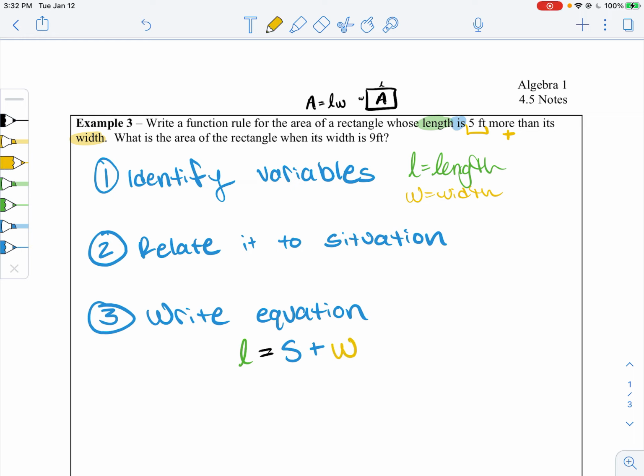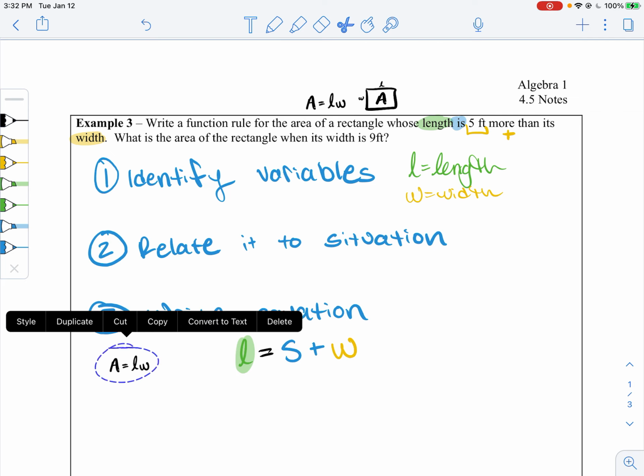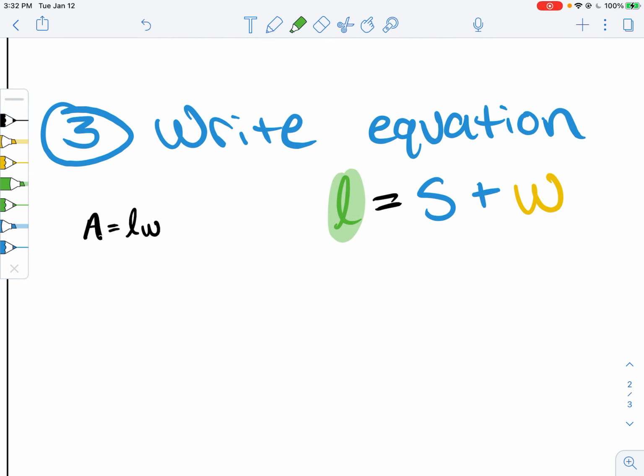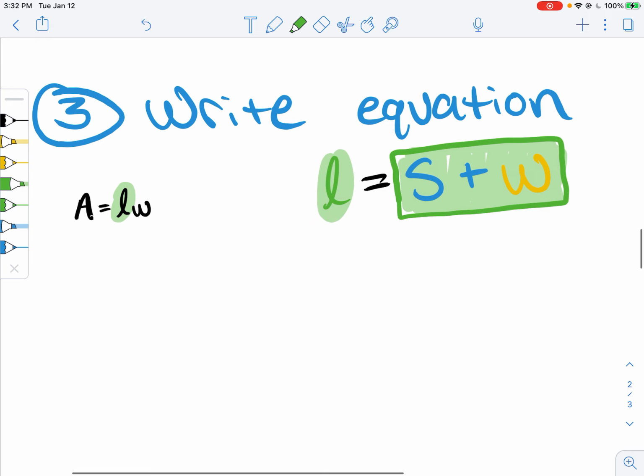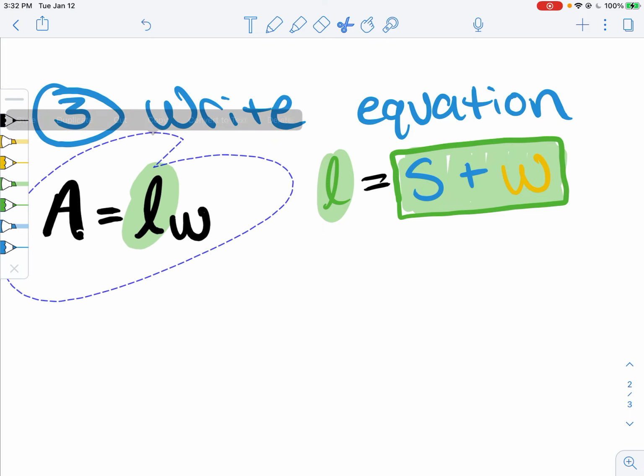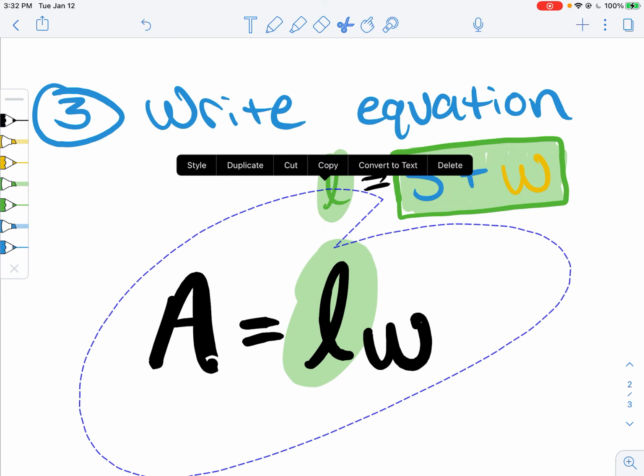Cool. But you guys, that's only half the work. Because we don't really care what the length is. The question is really asking, what's the area? So let's redo our situation real quick. Let's take our area, and we don't know the length, but we don't need to, because we can take this whole expression right here and replace the length with that. Well, that was kind of a gross color combination, but we're going to go with it. So we're going to substitute that in for our length.